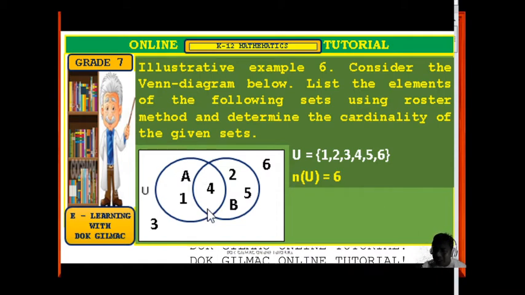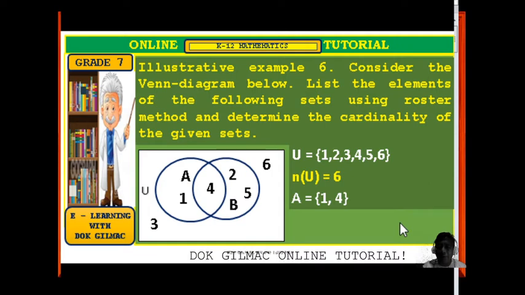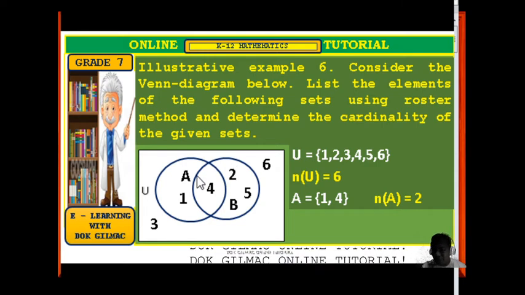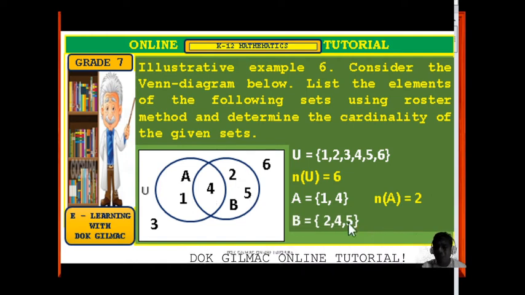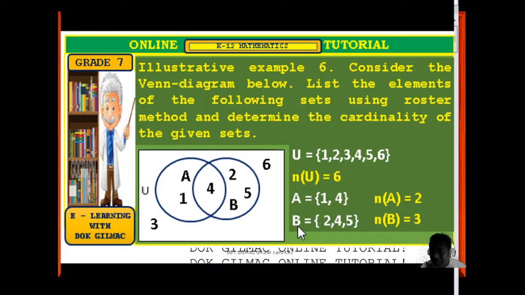Now, if we consider this circle here, this is our set A, right? There are only two elements, that is 1 and 4. So we have set A is equal to {1, 4}. Therefore, n of A is equal to 2. Now, if we consider this another circle here, we actually have three elements for set B: 2, 4, and 5. So set B is equal to {2, 4, 5}. Therefore, n of B is equal to 3, since set B has three elements. So take note of that.